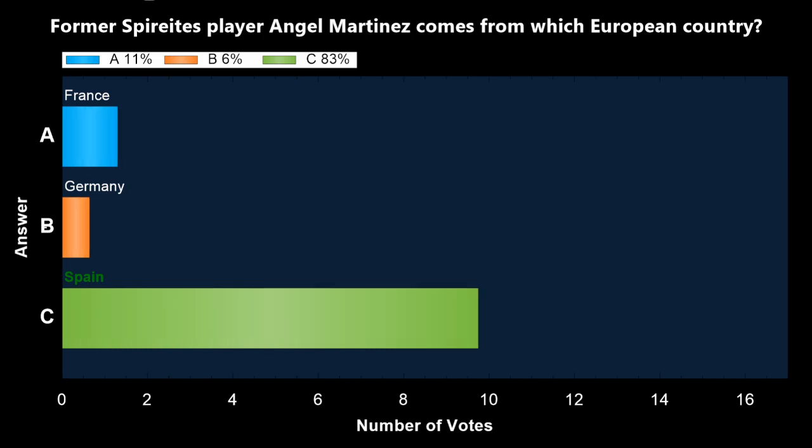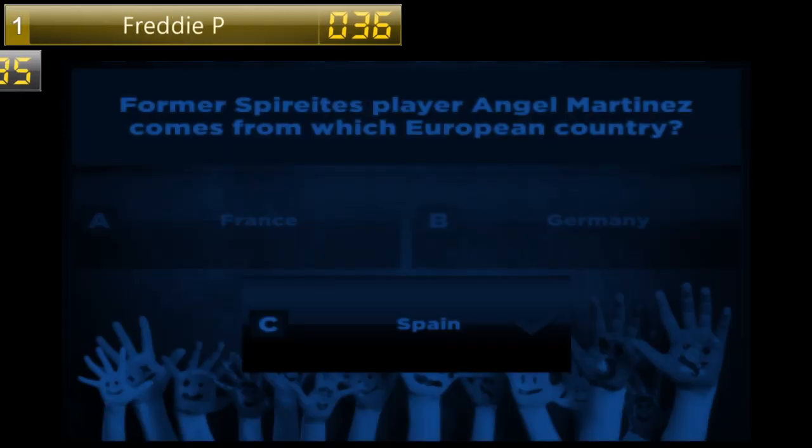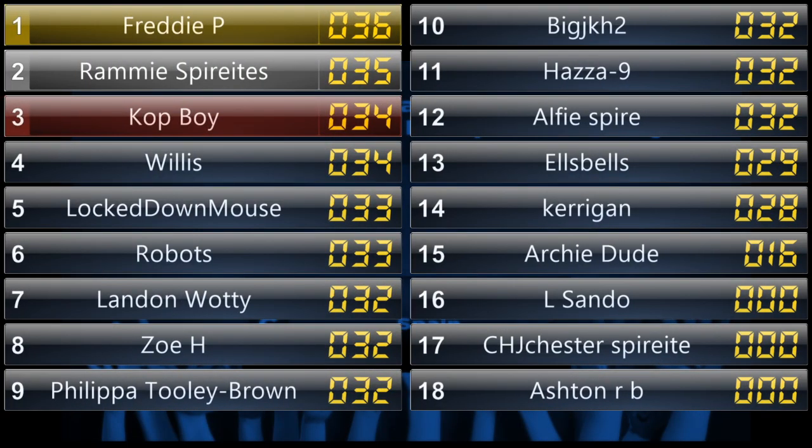And let's take a look. Most of you getting that right. 15 out of the 18 getting Spain. So shall we take a look at the leaderboard after the first answer? Freddie P gets off to a good start. Runner-up last week. Now the leader by a point from Rami Spyrites, and then Copboy in third place. Just 3 yet to get off the mark.